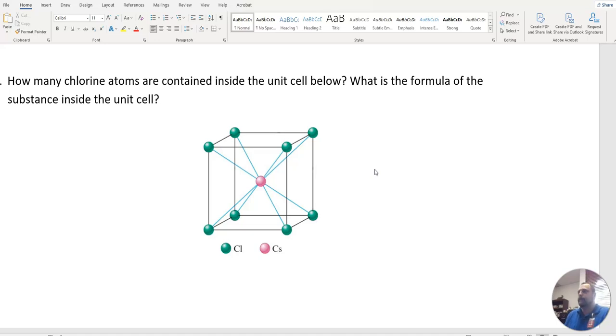So this is based off a unit cell. So we've got simple cubic, which only has things on the corners, and so that would be each corner is 1/8 of an atom.